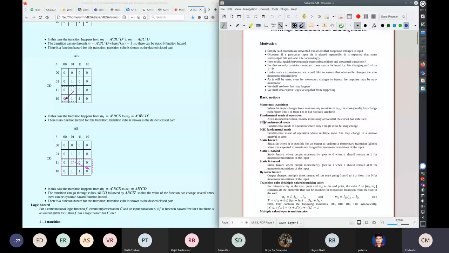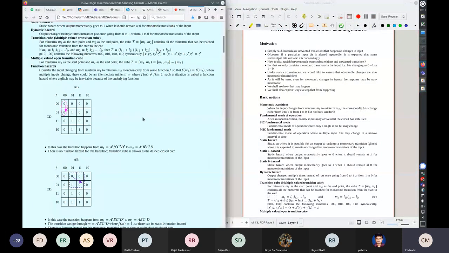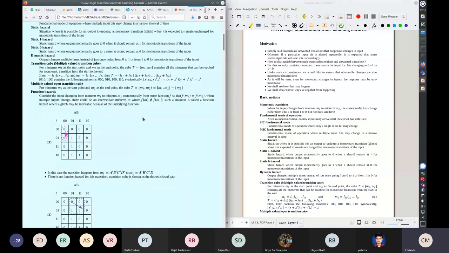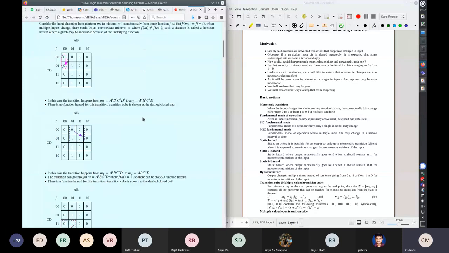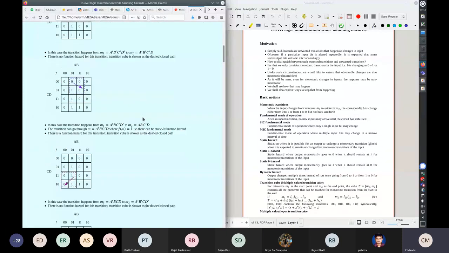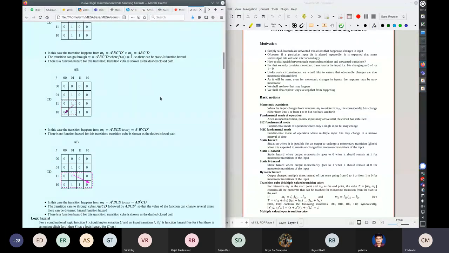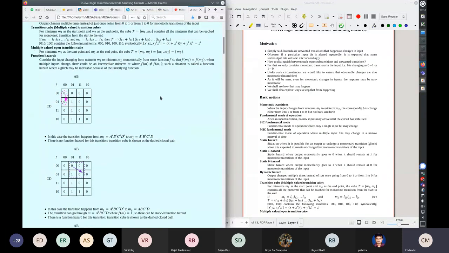So we saw some function hazards. One difficulty with function hazards is that you can't really do much about them, because those hazards are inherent to the function. So let us look at logic hazards.